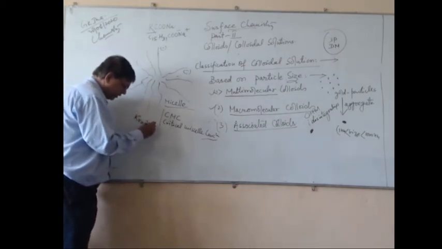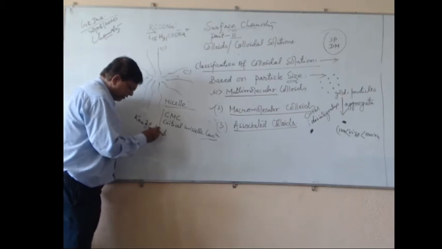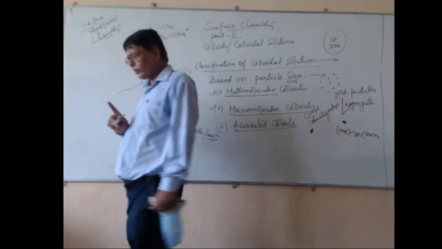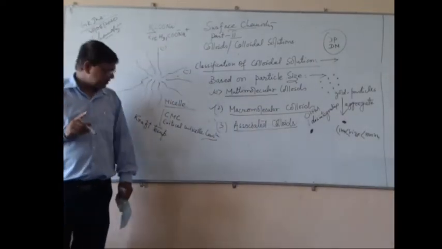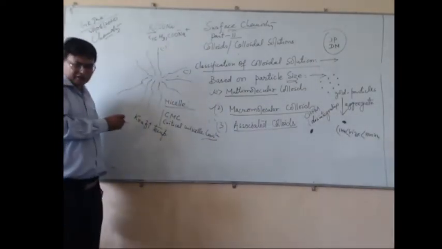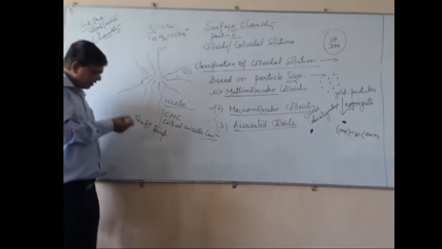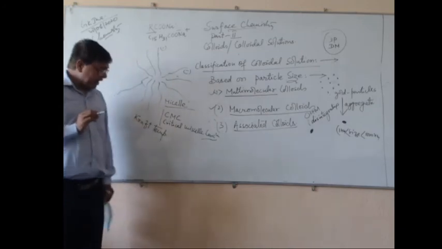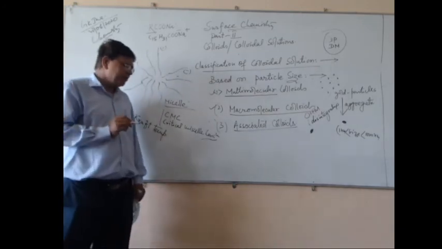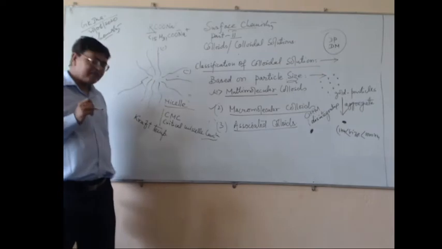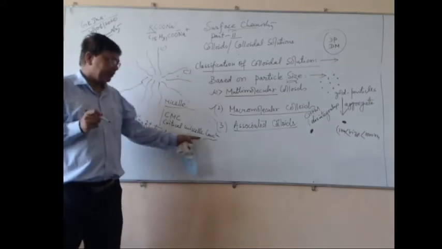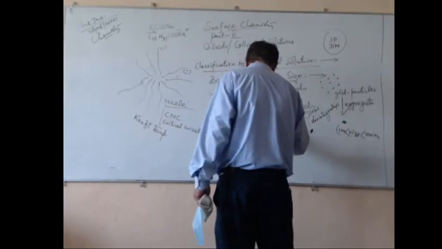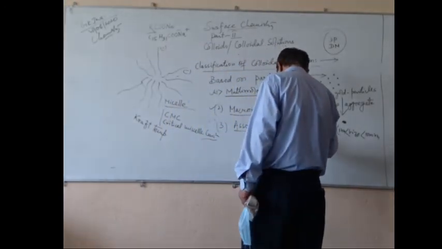So in order that associated colloid is formed, two things are important: critical micelle concentration and Kraft temperature. Beyond a particular temperature only micelle formation will take place, that is Kraft temperature, and beyond a particular concentration only micelle formation will take place, that is CMC, critical micelle concentration. So associated colloids, we can take examples: soap and detergents.